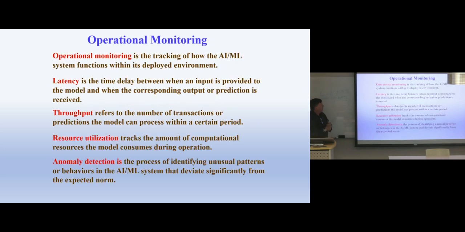Okay, operational monitoring, how it functions in the environment. Clearly, these are technical considerations. Latency, time lag. Again, we want sub-millisecond response rates for something like predicting credit card fraud or fraudulent transactions. Throughput, okay, we don't have anything that we have to worry about with this here, except for anomaly detection.